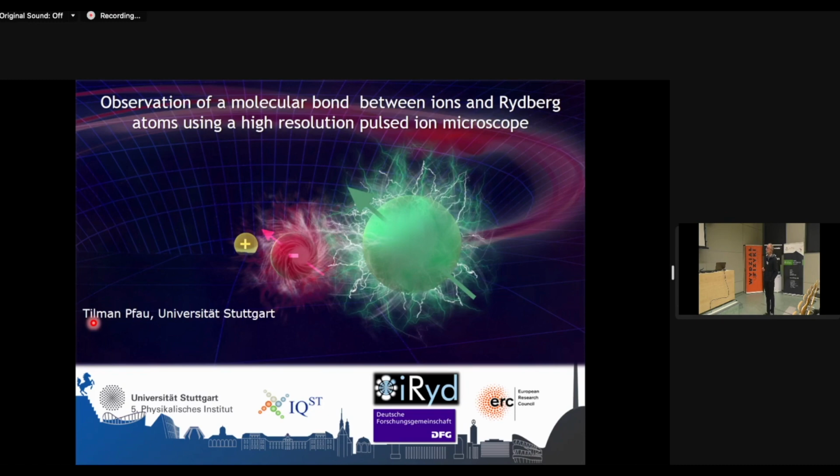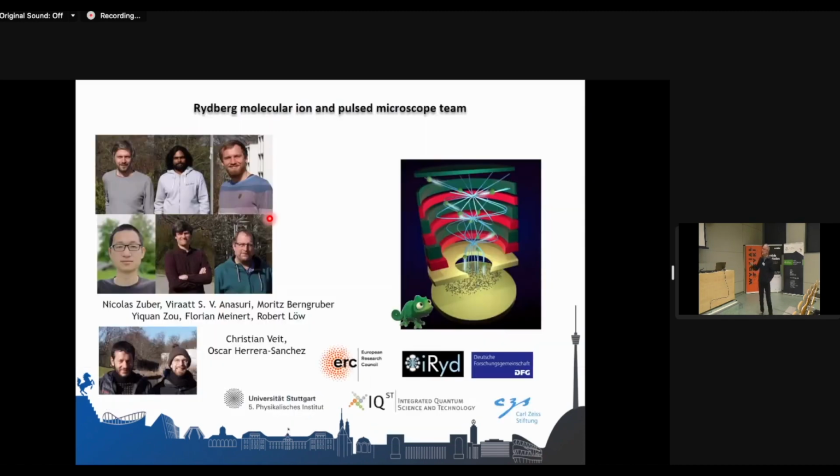Okay, so I will talk about the observation of a molecular bond between an ion and Rydberg atoms using a pulsed ion microscope. This is work done in Stuttgart in this group, also an amazing group actually. Florian is here, but there's also Robert and then Nico Zuber, who is the leading senior PhD student who was really building this microscope for a long time, together with Christian here, Veit, who has already graduated some time ago, and then there are other team members, Virat, Moritz, and Ichen, and also Oscar, actually from Costa Rica.